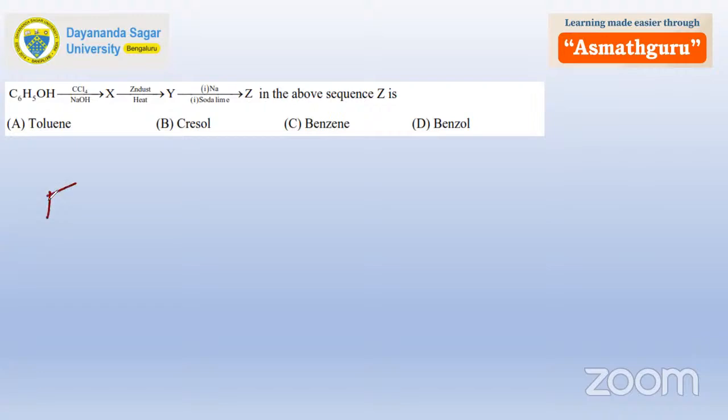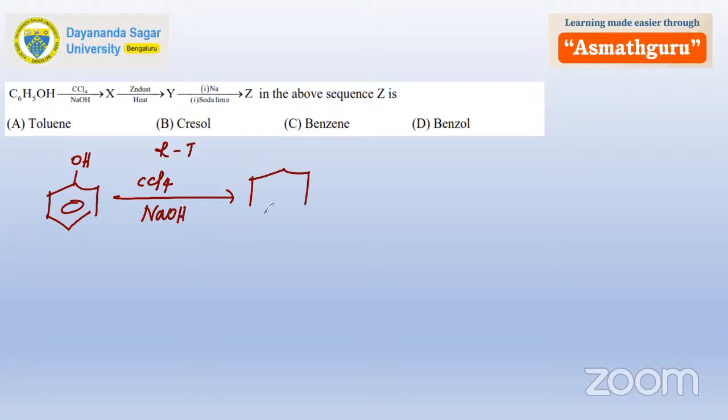He has given phenol, and he says you are treating with CCl4 and NaOH. Again, this is a Reimer-Tiemann reaction. So in the Reimer-Tiemann reaction, what do you get? You get salicylaldehyde, and salicylic acid in this case. Then you treat with zinc dust.